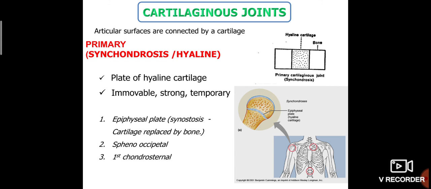But in the case of a fibrocartilaginous joint, the two bones are connected by fibrocartilage, and this fibrocartilage is never going to convert into bone, so that will be a permanent joint. All the secondary cartilaginous joints are distributed in the midline of the body.